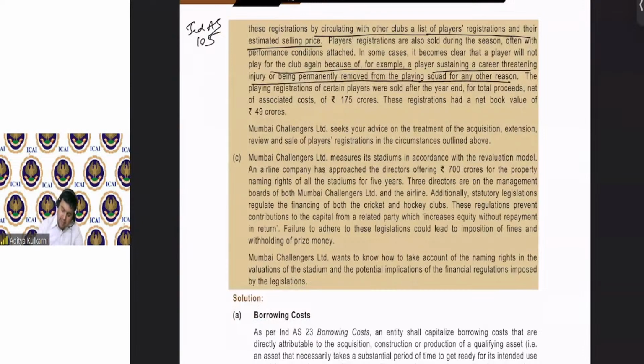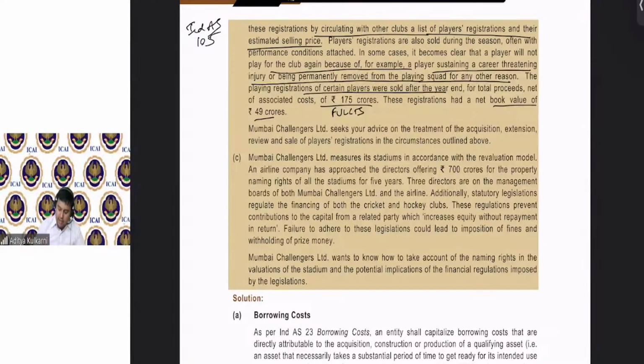The playing registration of certain players were sold after the year end for total proceeds net of associated cost of rupees 175 crores. These registrations had a net book value of 49 crores. Ind AS 105, this is nothing but fair value less cost to sell 175, and this is the book value 49. Show at the lower of the two, so it will be shown at 49 crores.